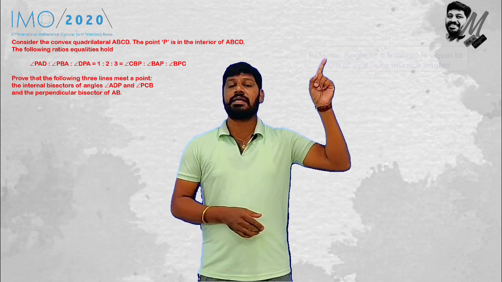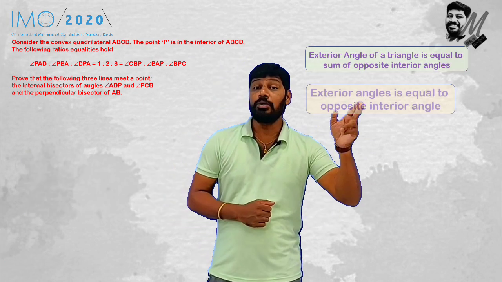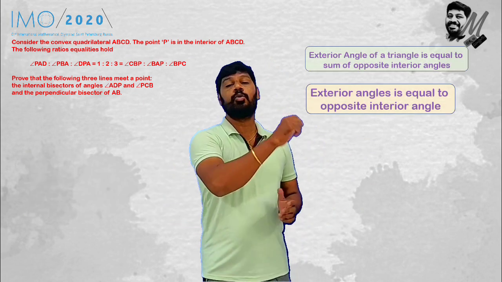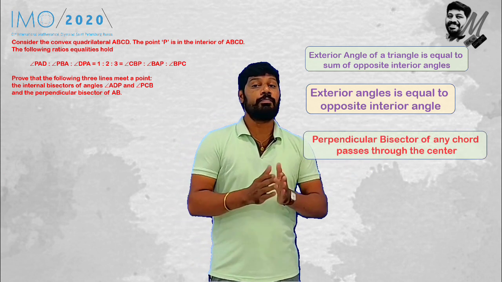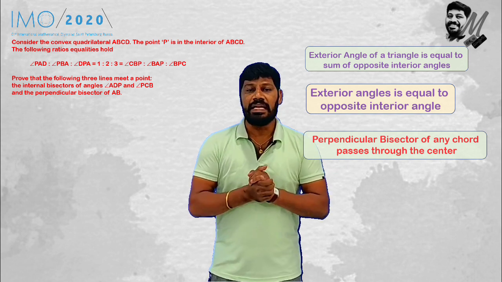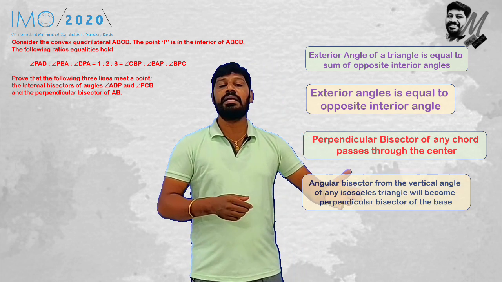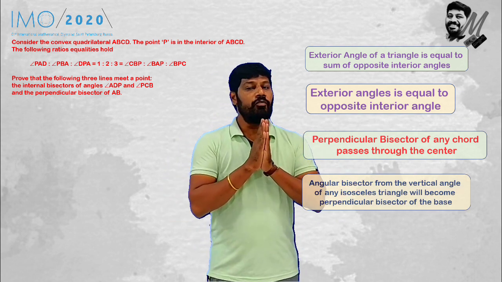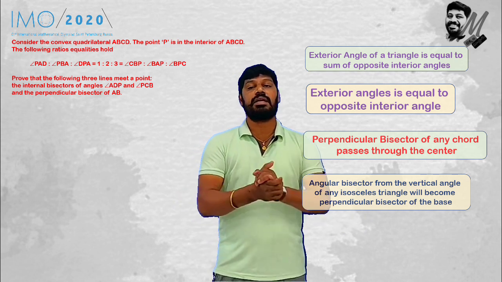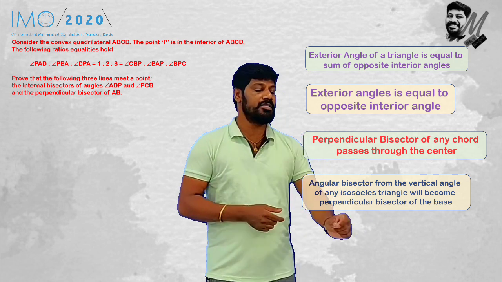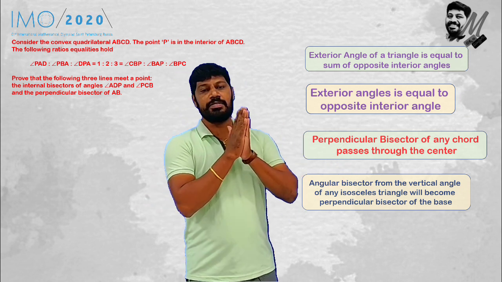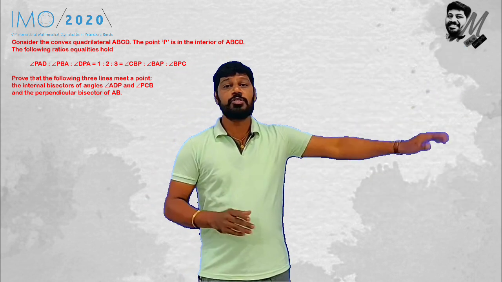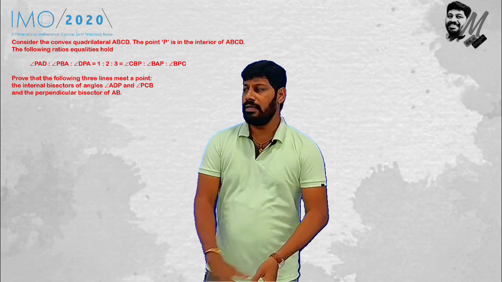So number one, exterior angle property of a triangle. Number two, exterior angle property of a cyclic quadrilateral. Number three, the perpendicular bisector of a chord passing through the center of any circle. And finally, the angular bisector of the vertical angle of any isosceles triangle will be the perpendicular bisector of the base of that triangle. So these are the four concepts. Now let me remove this one, but keep all these four points in your mind.